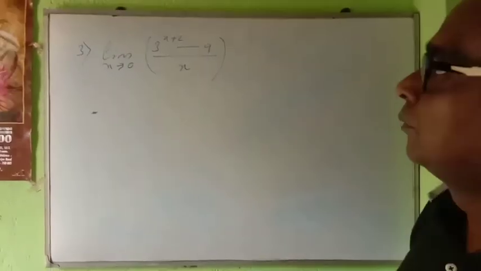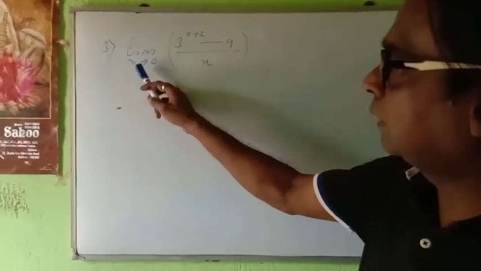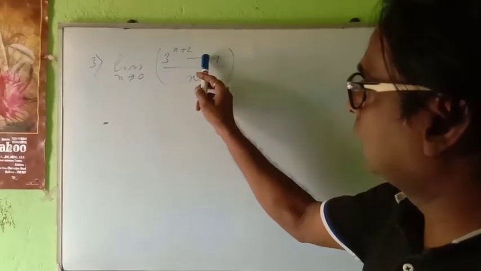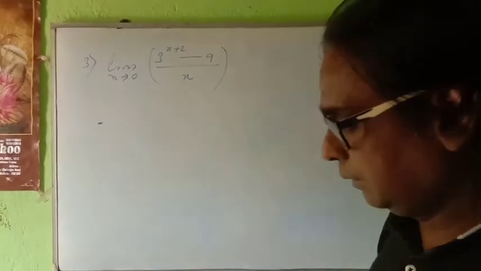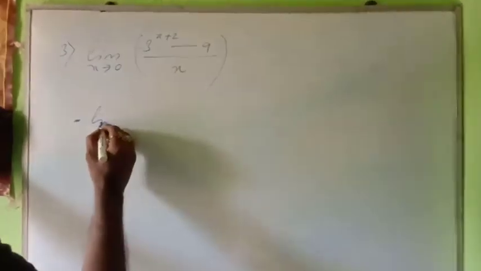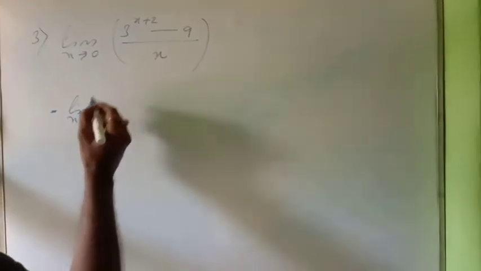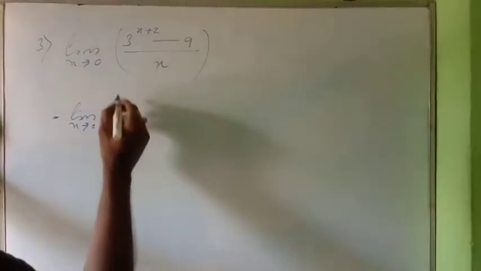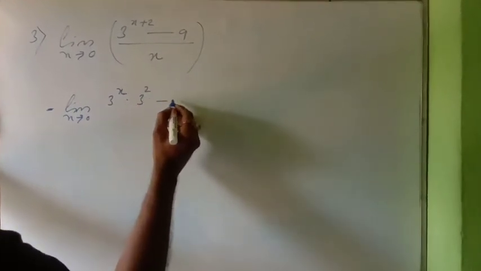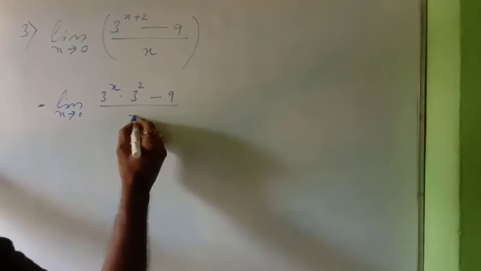Let us go to the next one. See the question number 3. Limit x tends to 0, (3 to the power x plus 2 minus 9) divided by x. See how to break it. Limit x tends to 0. This is given 3 to the power x plus 2, so you have to write here 3 to the power x into 3 to the power 2 minus 9 divided by x.